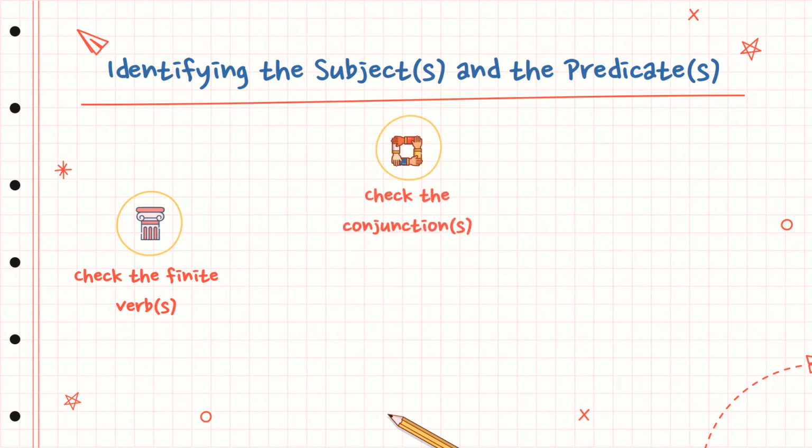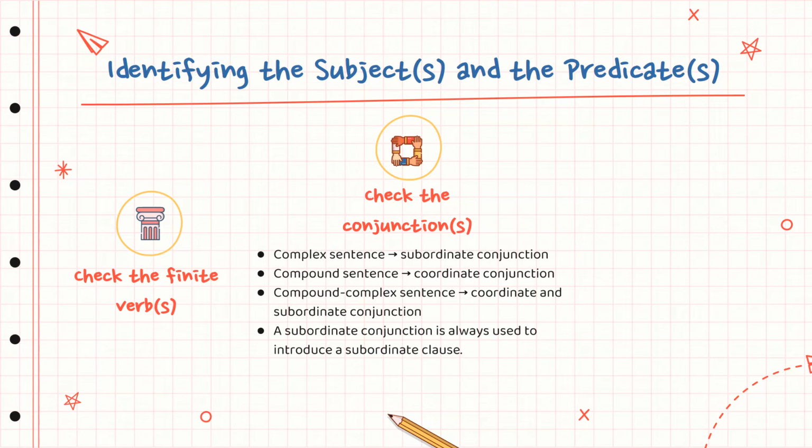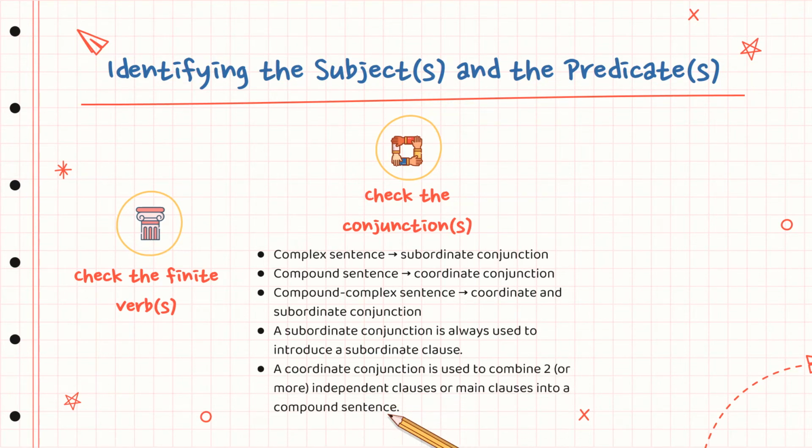Second, check the conjunction. To check the conjunction, you should pay attention to the type of sentences such as a complex sentence that has subordinate conjunction, a compound sentence that has coordinate conjunction, and compound complex sentence that has coordinate and subordinate conjunction. Therefore, a subordinate conjunction is always used to introduce a subordinate clause, meanwhile a coordinate conjunction is used to combine two or more independent clauses or main clauses into a compound sentence.